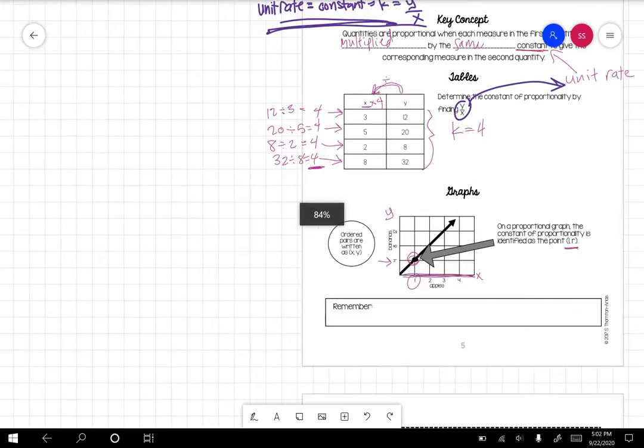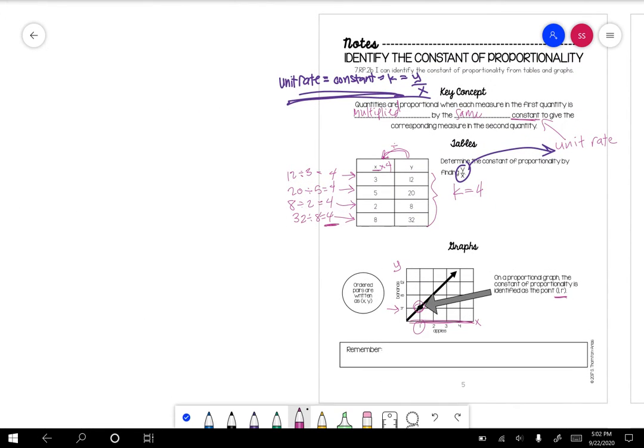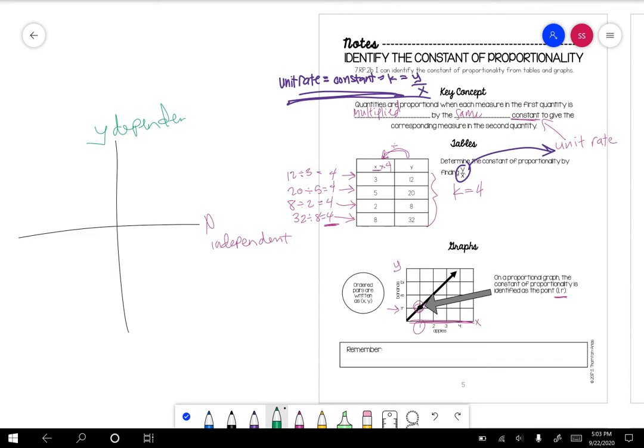Okay, so if that doesn't make sense, let's do a quick review of graphs. Okay, I'm going to draw you a lovely graph here. So when we have a coordinate plane graph, which is what you see there, we have our two variables, our x variable and our y variable. So your independent variable is the horizontal line. Your dependent variable is the vertical line.